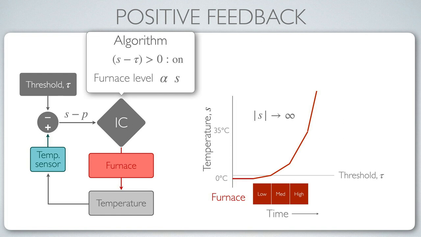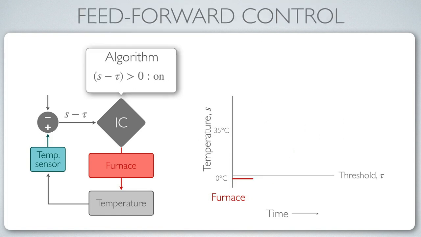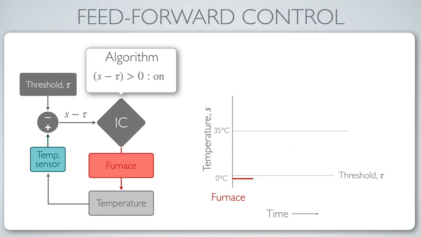The third type of control is a feed-forward controller. Okay, so here we've got the correct tau. Again, there's a threshold. That's what's going to turn on our system. And we can see that here. If we exceed the threshold, then we turn on.